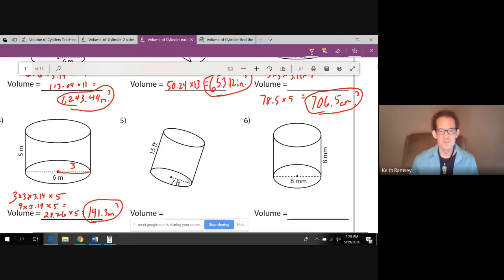Let's look at number 5. So they give me the radius. That's great. So I've got 7 times 7 times pi, and the height is 15. So I know 7 times 7 is 49, times pi is going to be 153.86, times the height of 15 is going to equal 2,307.9. And this is volume, so you're going to have cubic feet.